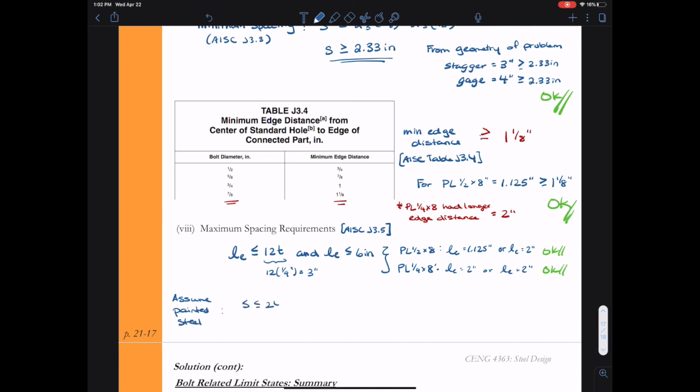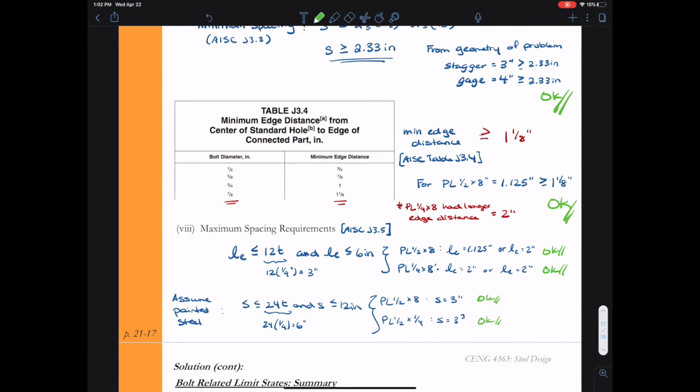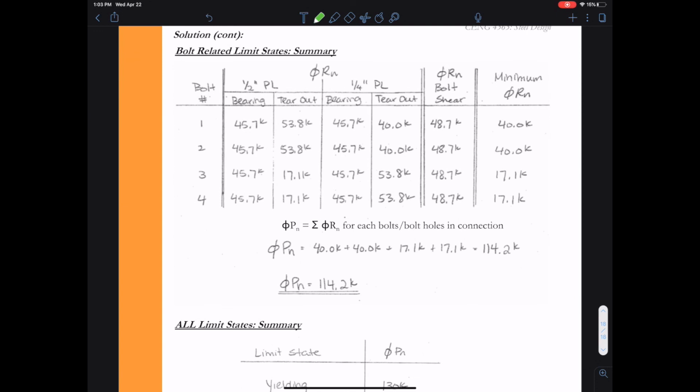Finally, we have to look at the spacing limits between bolts. You have to just make an assumption here. We weren't given anything in the problem statement, so I'll just assume that we're using painted steel. So this says that the spacing has to be less than 24 times the thickness and that it has to be less than or equal to 12 inches. For the 1/2 inch by 8 inch plate member, our spacing was 3 inches. For the 1/4 inch by 8 inch member, our spacing was also 3 inches. And so we meet the requirements for that.